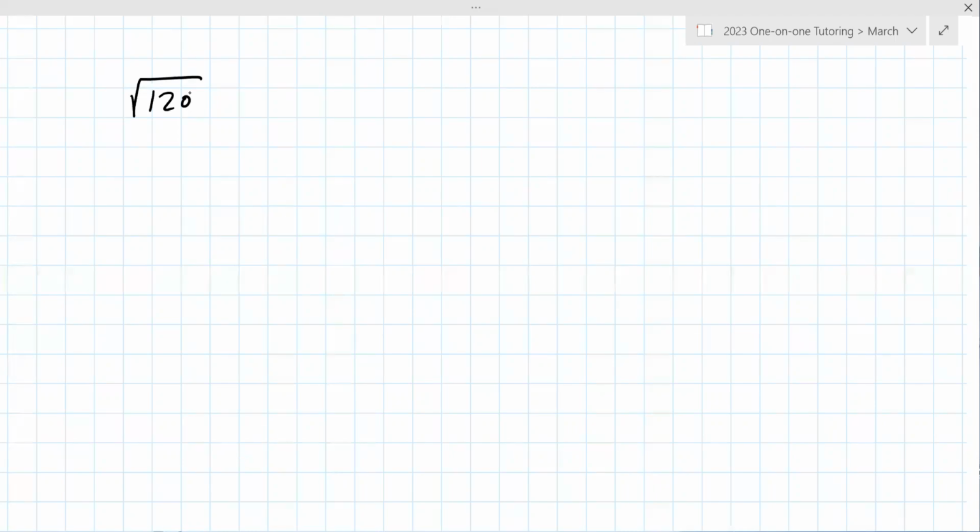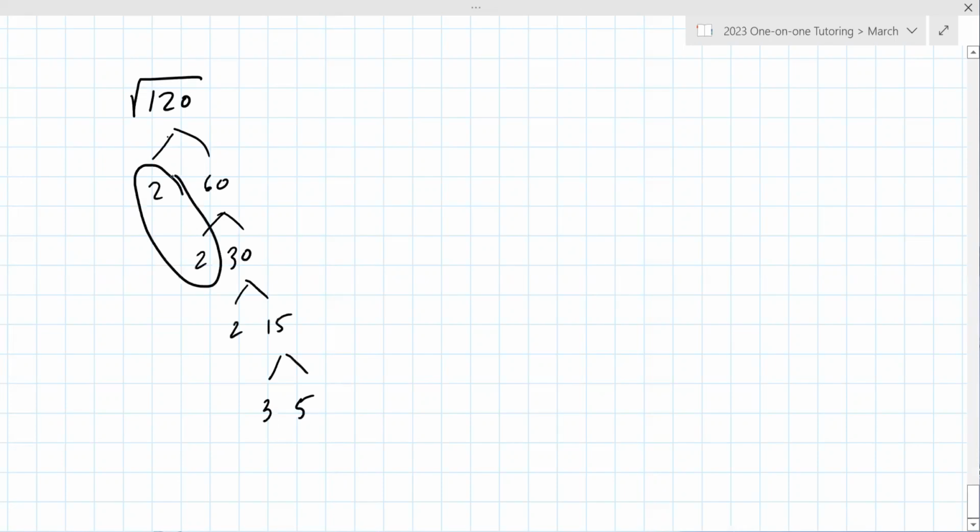Okay, so I did 2 and 60, and I broke down 60 to 2 and 30, and then I did 30 into 2 and 15, and then the 15 into 3 and 5. All right. So actually, I gave you a bad one here. There's only a pair of twos. So the pair comes out, but these other numbers stay inside. So it's 2 on the outside.